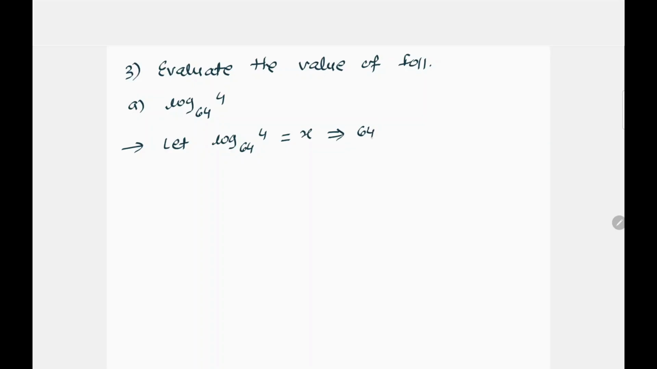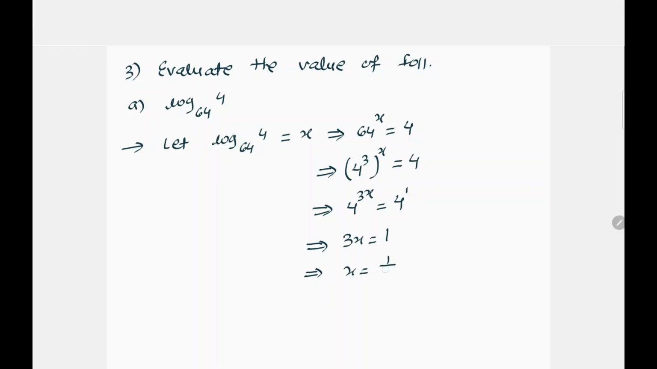What will be its exponential form? 64 raised to x is equal to 4. Now 64 means 4 raised to 3. So we write 4 raised to 3x is equal to 4. 4 means 4 raised to 1. Now base is same, so 3x is equal to 1. So x is equal to 1/3. It means log 4 to the base 64 is equal to 1/3. This question comes in exams for 2 and 3 marks.